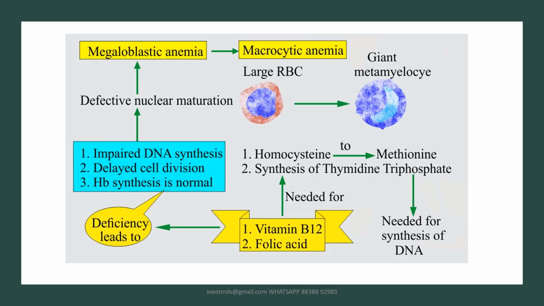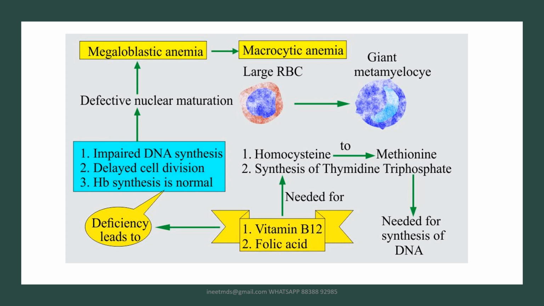So, now when there is impaired DNA synthesis, there is delayed cell division. Even though the hemoglobin synthesis is normal, because of this impaired problem, there is defective nuclear maturation. Because of that, it leads to a condition called as megaloblastic anemia and it presents as macrocytic anemia. So, macrocyte, as the name states, macro means bigger, cyte means cell. So, the cells are bigger, which means larger RBCs will be there in macrocytic anemia, which is caused because of megaloblastic anemia.